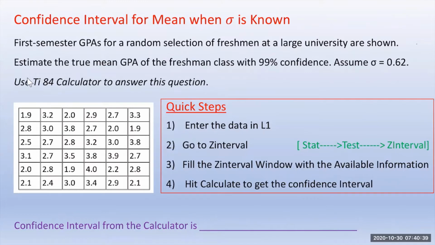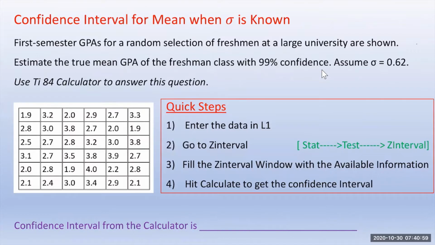So here is the example for that. First semester GPA for a random selection of freshmen at a large university are shown. So the GPA are given here. So this is the sample given to you. Estimate the true mean GPA of the freshman class with 99% confidence.